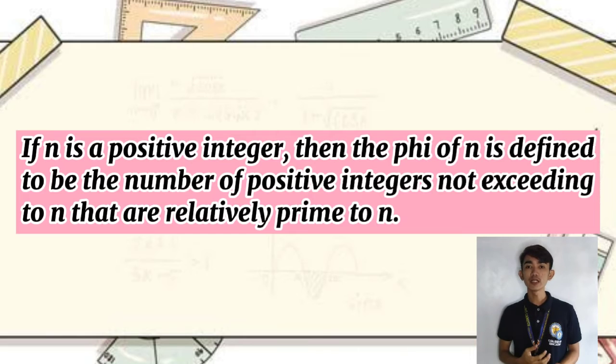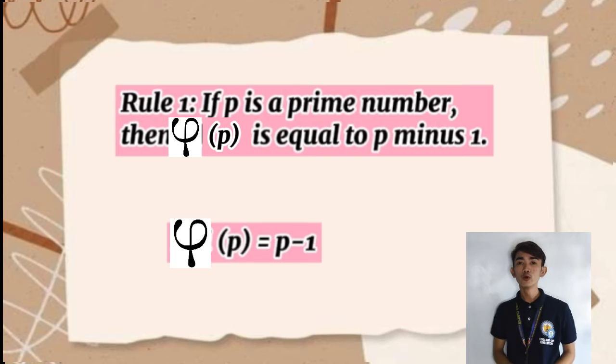For better understanding, let's have this. If n is a positive integer, then phi of n is defined to be the number of positive integers not exceeding n that are relatively prime to n. Here are the rules in solving the phi function. Rule number 1. If p is a prime number, then phi of p is equal to p minus 1.